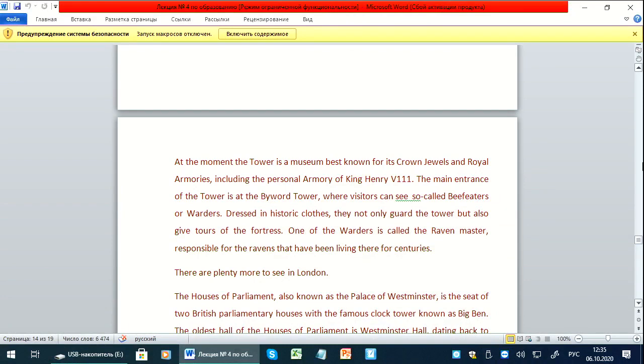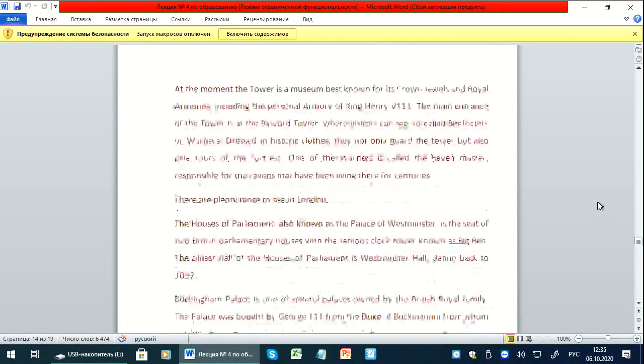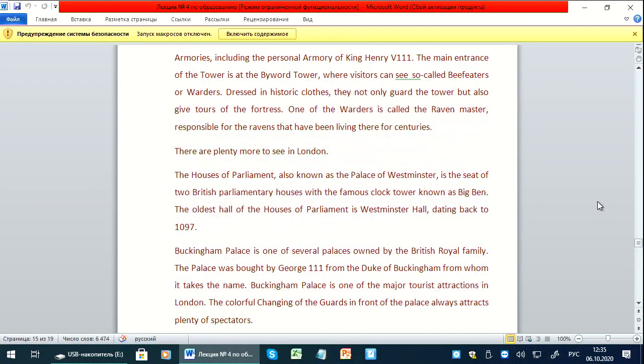There is plenty more to see in London. The Houses of Parliament, also known as the Palace of Westminster, is the seat of two British parliamentary houses, with a famous clock tower known as Big Ben. The oldest hall of the Houses of Parliament is Westminster Hall, dating back to 1097.